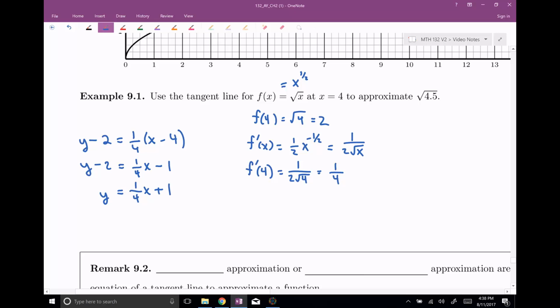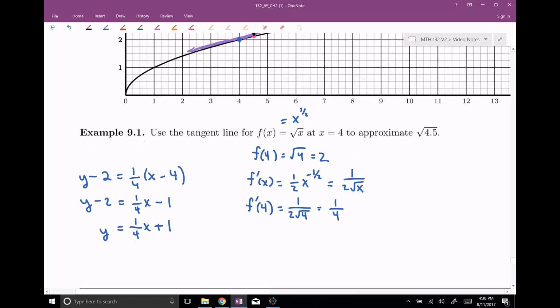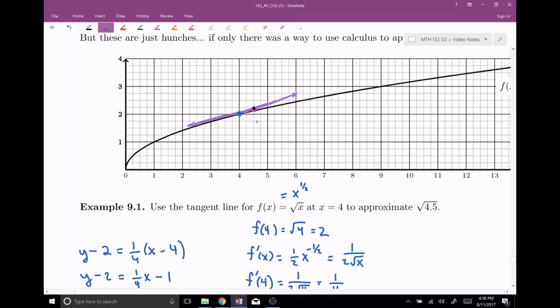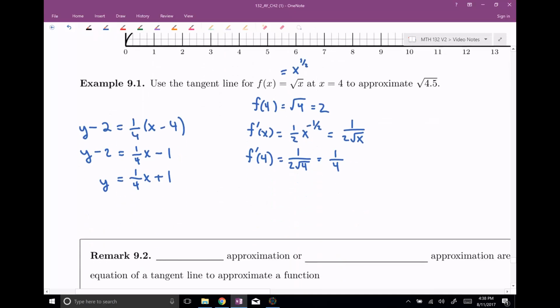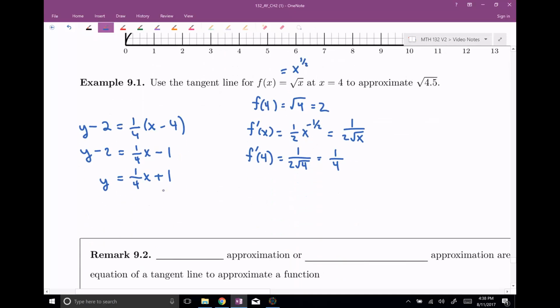Okay, and again, the claim is if I want to know the actual function's height at 4.5, in this case the square root of 4.5, well, if you figure out the tangent line's height at 4.5, the claim is these are very, very close to each other, right? This is a good approximation. So let's figure out the tangent line's height, aka its y value, at 4.5, aka when x is 4.5.